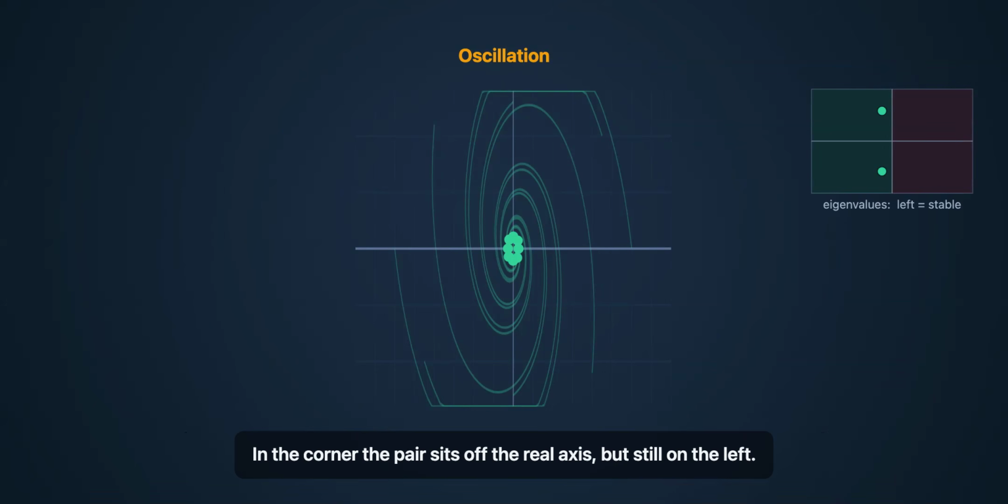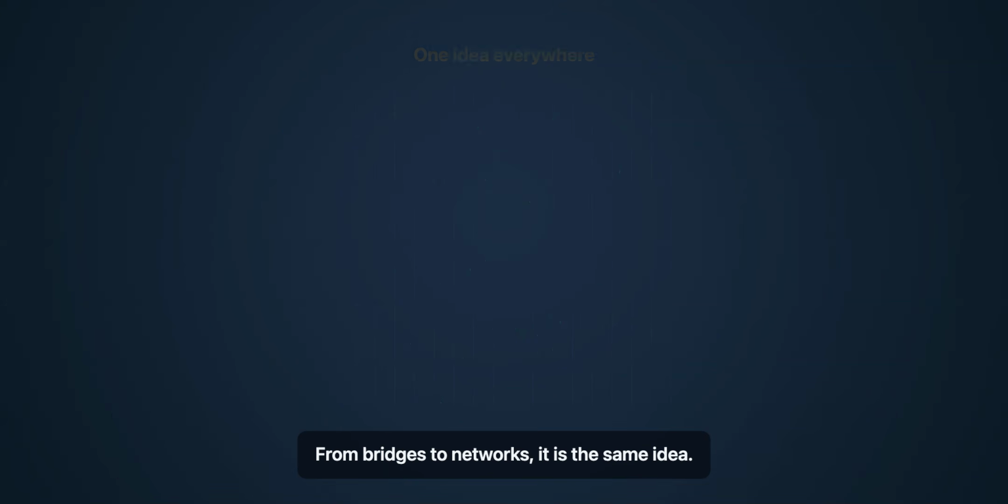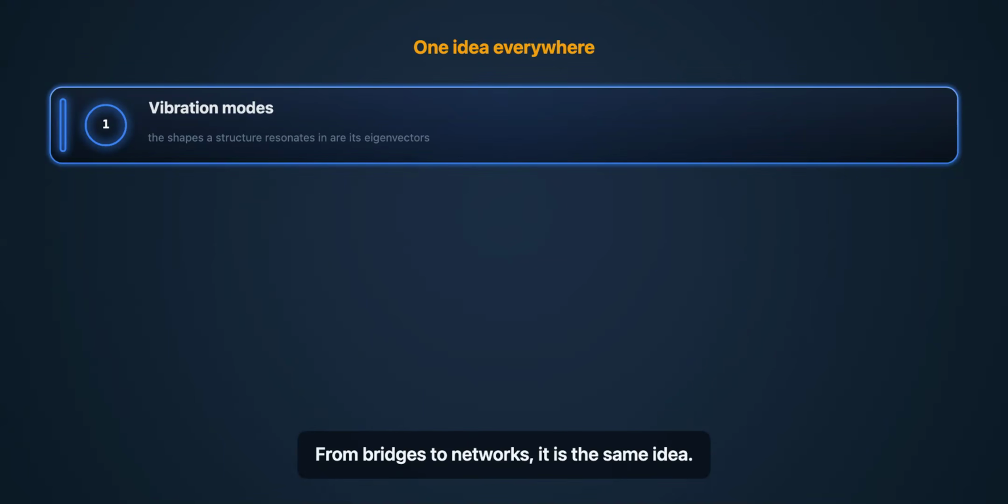In the corner, the pair sits off the real axis, but still on the left. Push them across to the right, and the spiral would wind outward instead. Which half of the plane the eigenvalues live in is the one rule that decides whether a drone hovers, a power grid recovers, or a reactor runs away. From bridges to networks, it is the same idea.